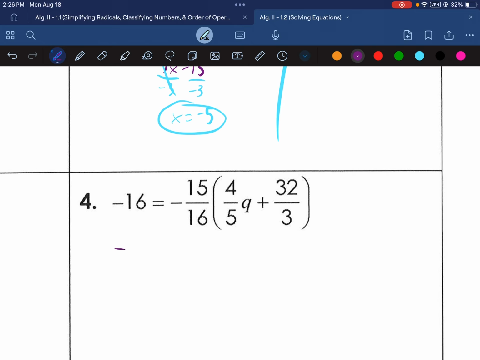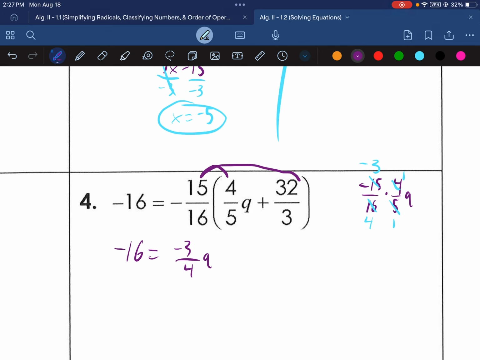Next up is number 4, fractions, exciting stuff. So left side is going to be negative 16. The right side we're going to distribute negative 15 over 16 to both terms. Now I'm going to do my math off to the side here. Negative 15 over 16 times 4 over 5q. Cross reducing, I can reduce 5 and 15 by 5 to become negative 3 and positive 1. 16 and 4 cross reduce as well by 4 to become 4 and 1. And so now as I multiply straight across, I end up getting negative 3 over 4, and that q is still there.